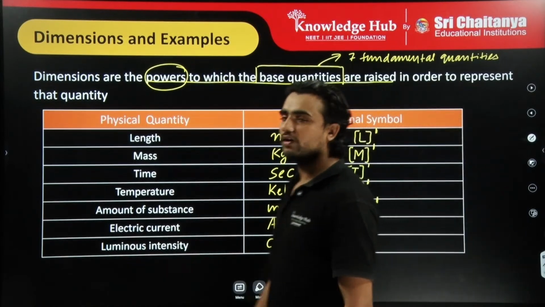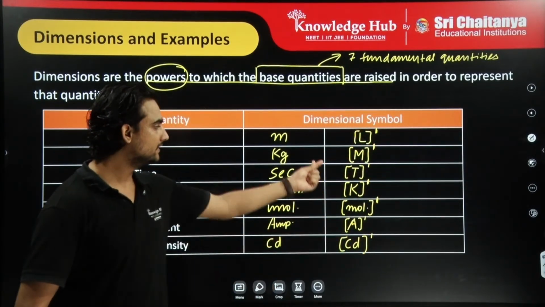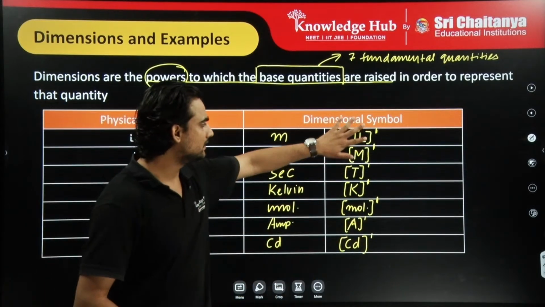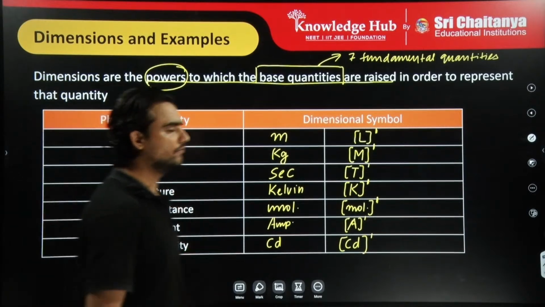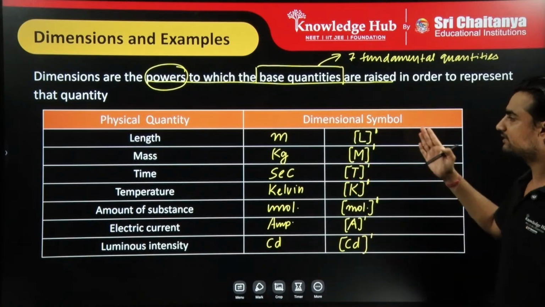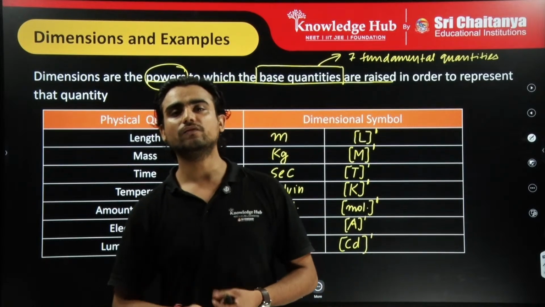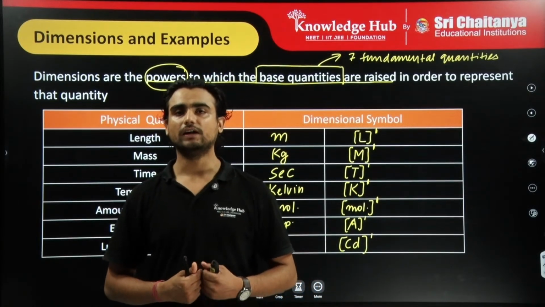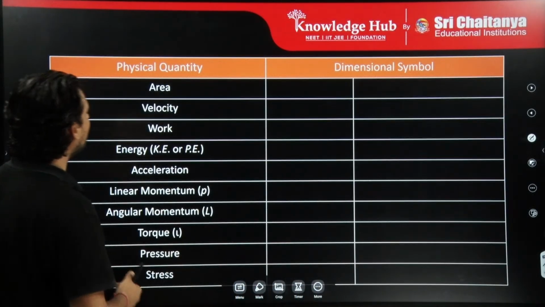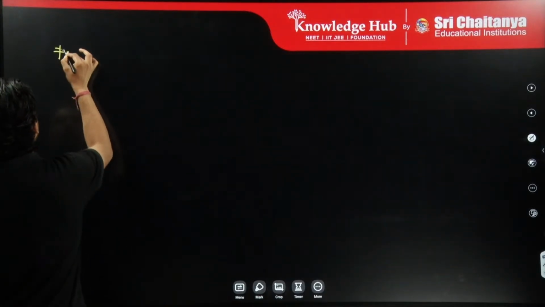If you look closely here, for our 7 fundamental quantities, the power is 1. These are the base fundamental quantities. So we have to remember the 7 fundamental quantities, their units and their dimensions. Using this, we will be able to write the dimensions or units for any of the other derived or physical quantities. So let's see, now I have area here. Let's first write the dimension.